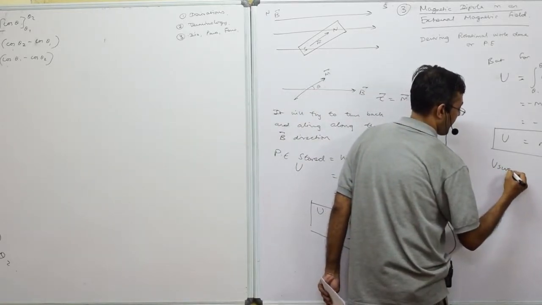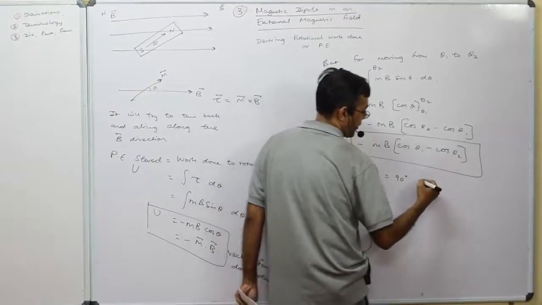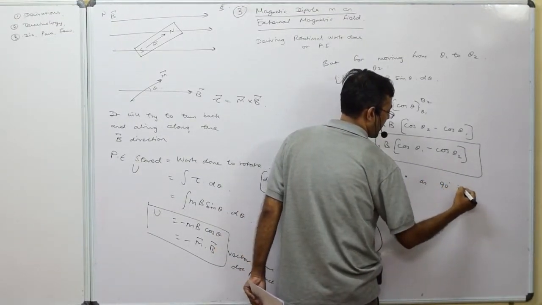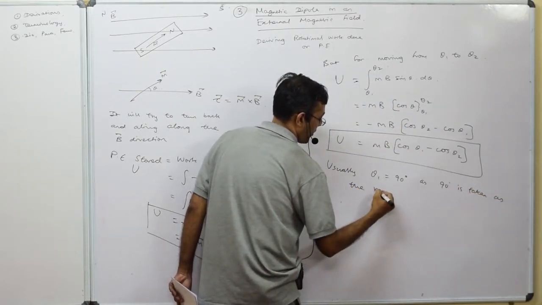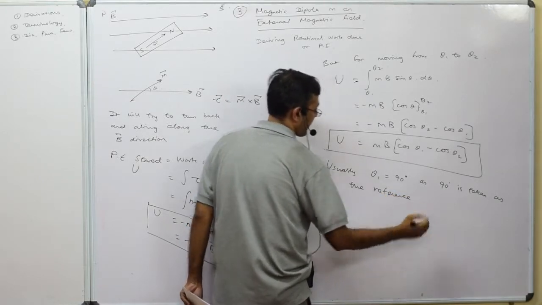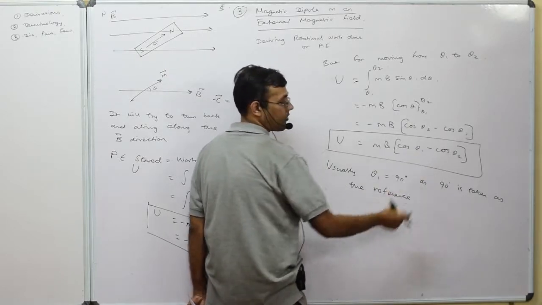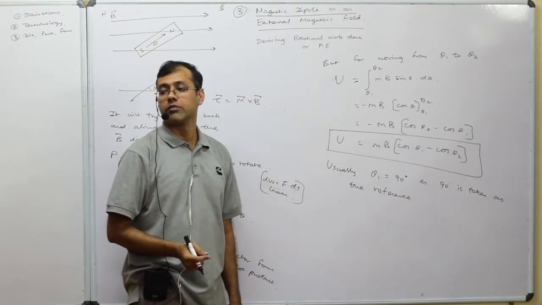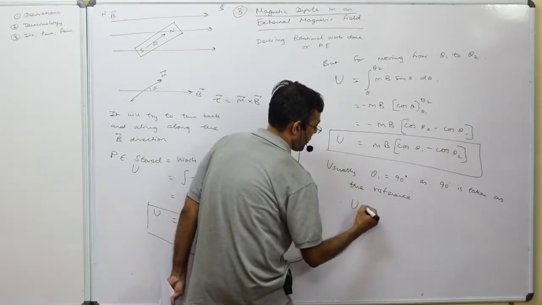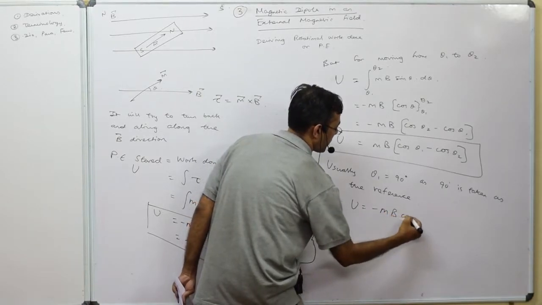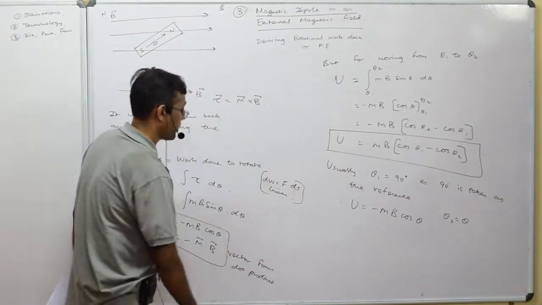Usually theta 1 is equal to 90 degree, as 90 degree is taken as the reference. That means if I put theta here, cos 90 is 0, right? So that means U is equal to minus mb cos theta, because you are taking theta 2 as theta. So you will arrive at the same formula like this.